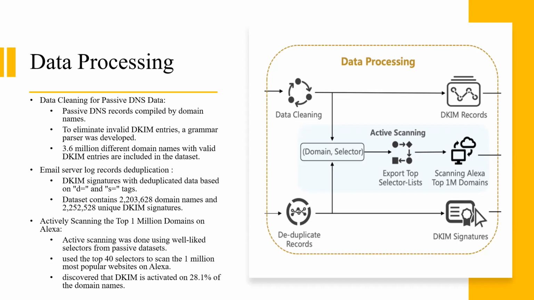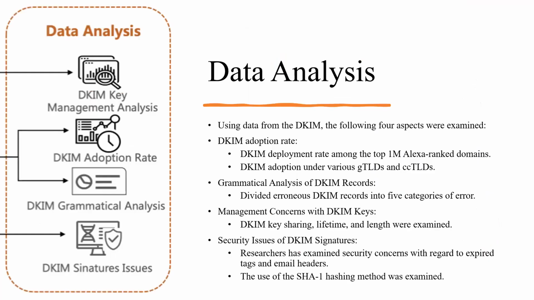And moving on to the final and third step, data analysis. In this step, researchers have used data from DKIM, DomainKeys Identified Mail. The following 4 aspects were examined. First aspect is DKIM adoption rate: the deployment rate among the top 1 million Alexa ranked domains and its adoption rate under various gTLDs and ccTLDs.